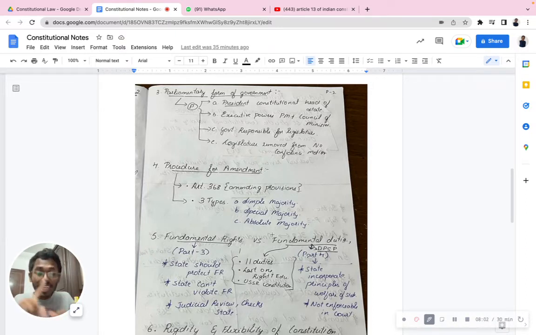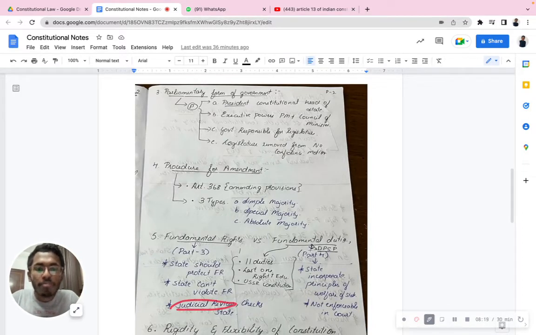Okay, here the state is responsible for protecting the fundamental rights, and the state should not violate them. In case they are violating them, through judicial review we can catch hold of them. So if any act is passed in the parliament and it is violating the constitution, then we can catch hold of it through judicial review.